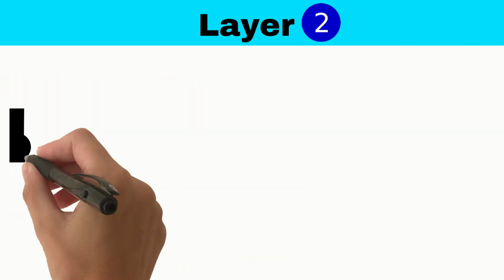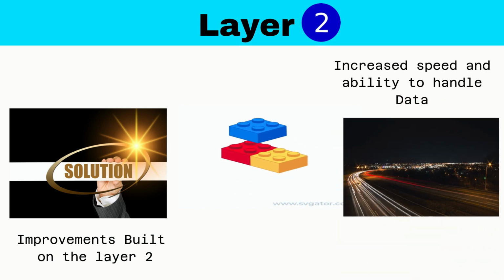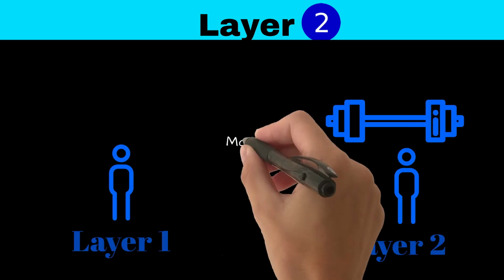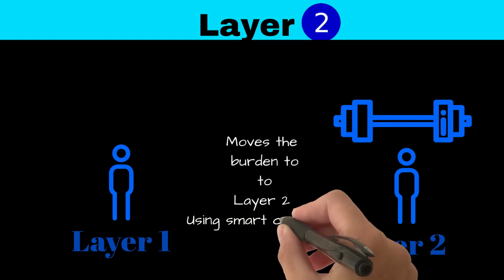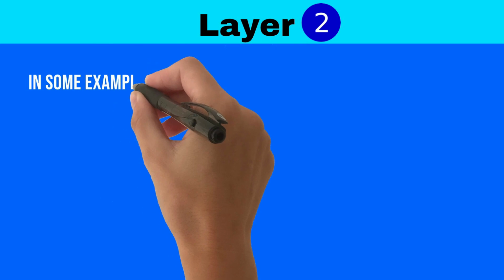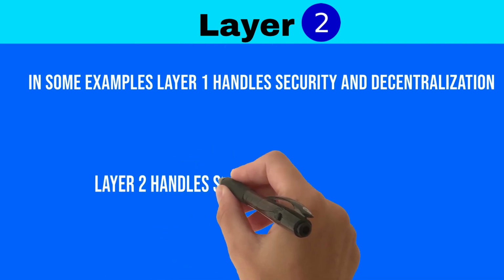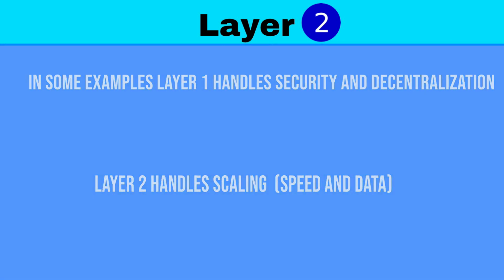Layer 2 refers to a set of off-chain solutions, or separate blockchains built on top of Layer 1s, that reduce bottlenecks with scaling and data. Layer 2s help to offload the heavy burden of transactions from the mainnet through smart contracts that integrate and benefit from Ethereum's robust decentralized security model. In summary, Layer 1 handles security, data availability, and decentralization, while Layer 2s handle scaling, related to transactions.